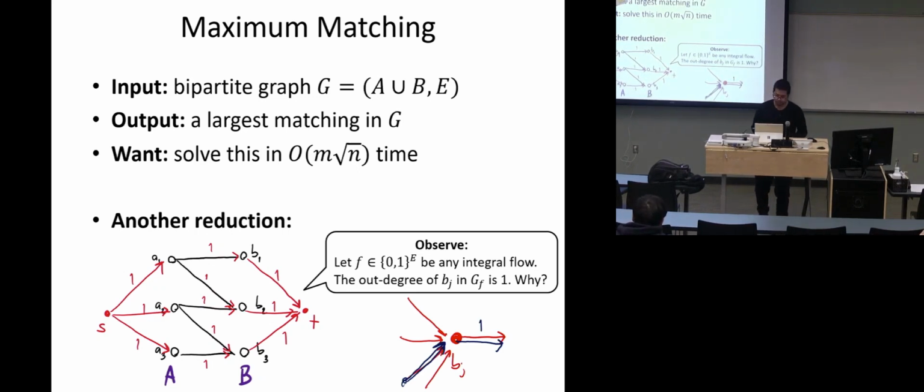So you just know that the flow going through it is just one flow. So once you flip the edges, then the out degree is 1. Okay. So keep this in mind.